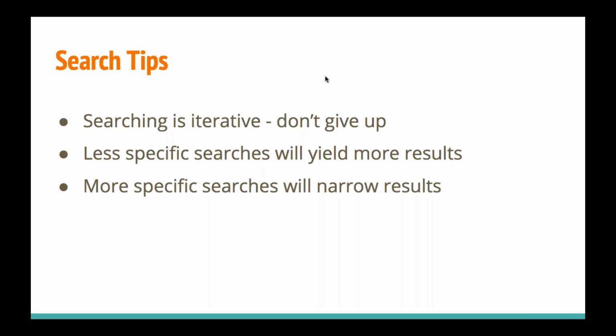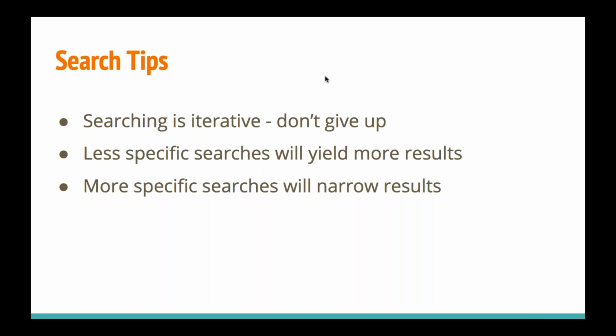So a lot of people get discouraged when they don't immediately find what they're looking for, but just know that that happens to everybody, and you just need to think of it as a process and go back and fine-tune your search a little bit more. In order to do that, a good thing to remember is that less specific searches will yield more results, whereas more specific searches will narrow your results down. So that can be a little bit of a counterintuitive thought for a lot of people.